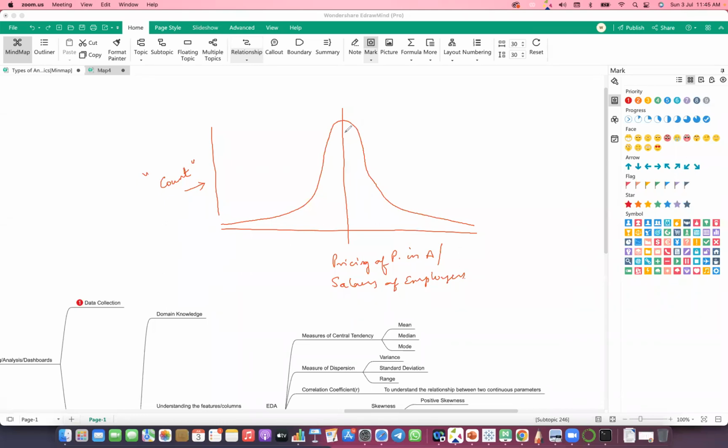So now when we look at pricings on Amazon, we are able to see that more people buy products at moderate pricing. Is it right? Most of the people buy products at a moderate pricing. This one, the center zone, is moderate pricing. Is it right?